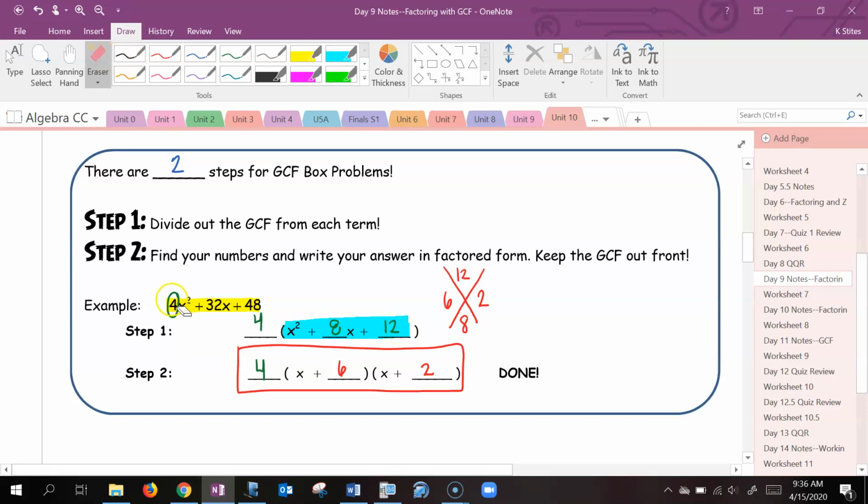The mistake that people make is they come up here and they say, oh, what multiplies to 48 and what adds to 32? You aren't going to find anything. And so people want to say it's prime. You must divide out your greatest common factor first. Okay, so that's what we're going to practice today.